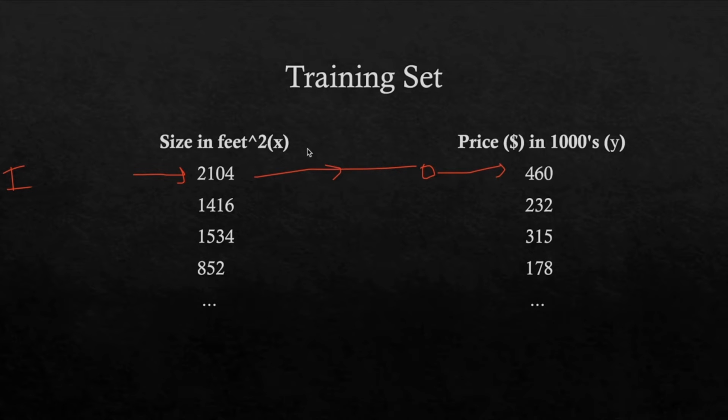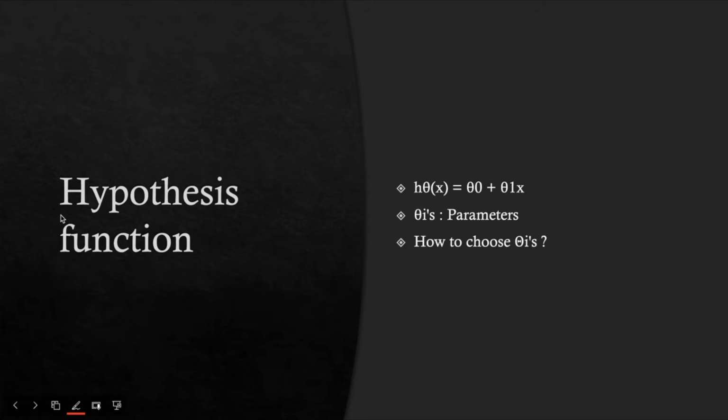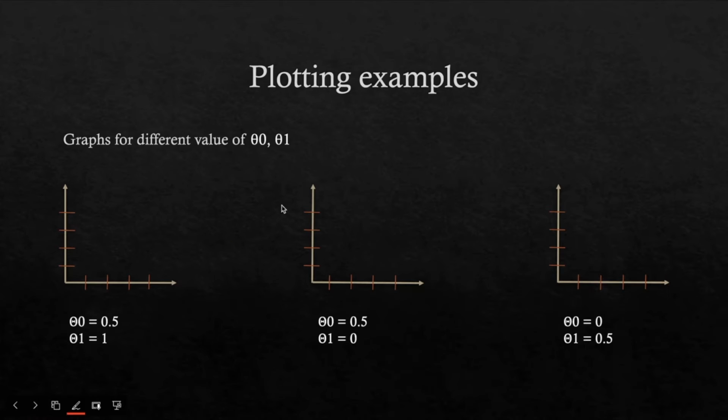And the function we use here, as you know, is the hypothesis function. So h subscript theta of x is equal to theta 0 plus theta 1 x. So thetas are the parameters here. Now let's talk about how to choose theta. This will be very important, and I will talk about it at the end of the video. So let's move further on.